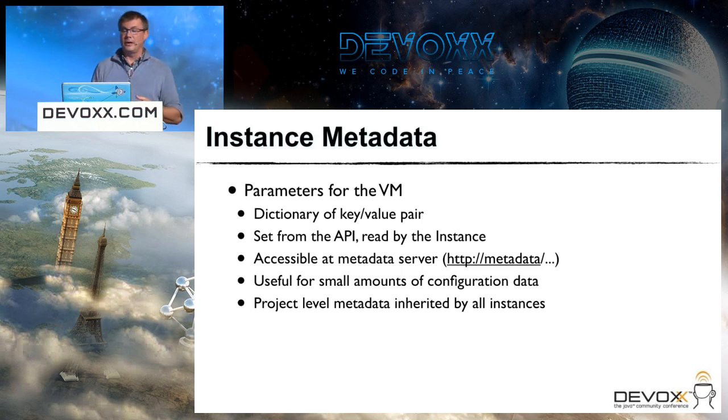So you do that by doing metadata, which is a dictionary of key values that you have seen in the UI. I could create n numbers of key values, and they are accessible by the instance when it's created. And it's, in fact, accessible at a URL. So it's HTTP metadata on the running VM. You can access those key values.